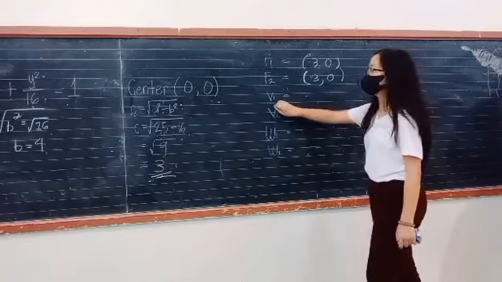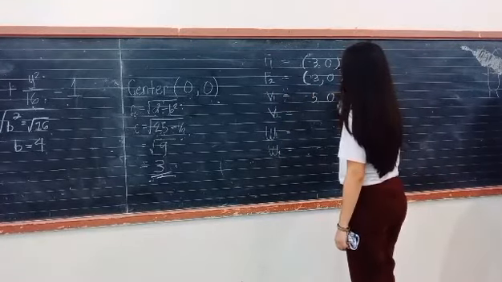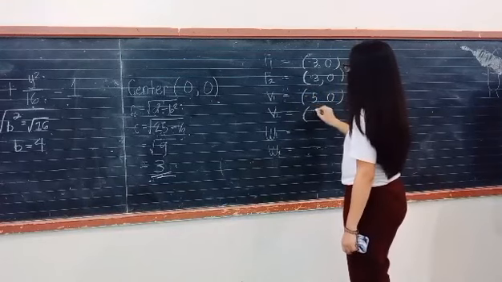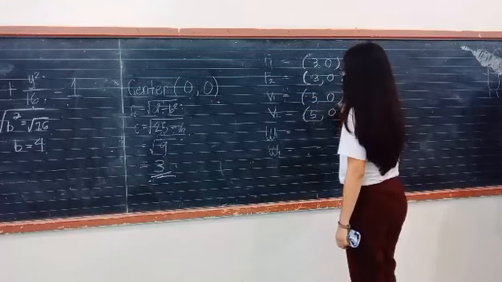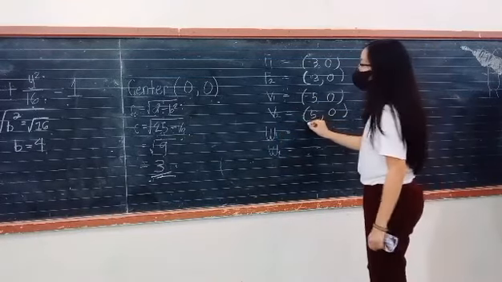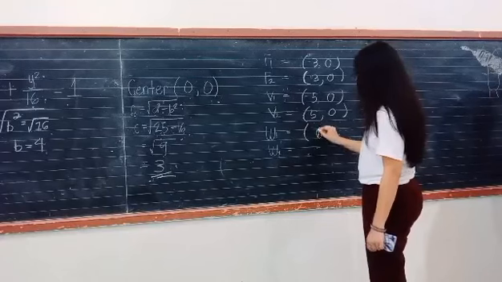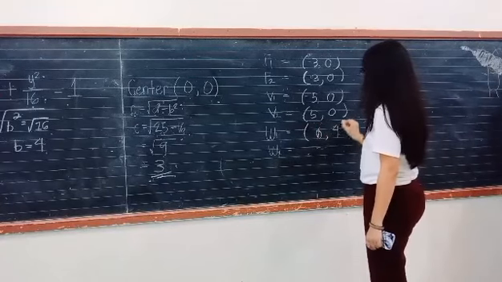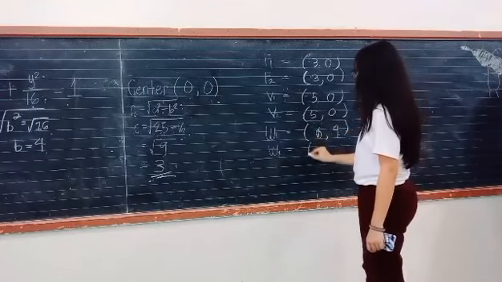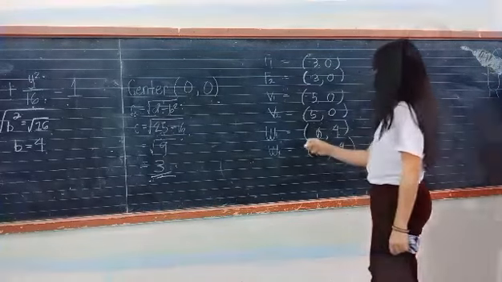And for vertices, vertex 1 is negative 5 and 0, and vertex 2 is positive 5 and 0. And last, our co-vertex 1 is 0 and 4, and our co-vertex 2 is 0 and negative 4.